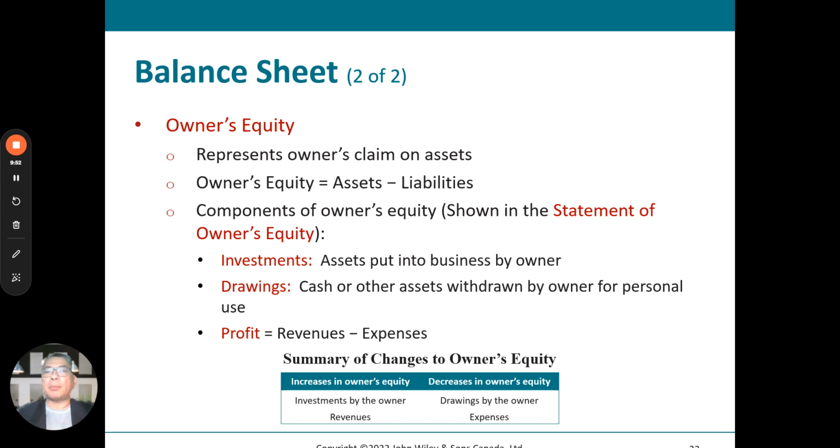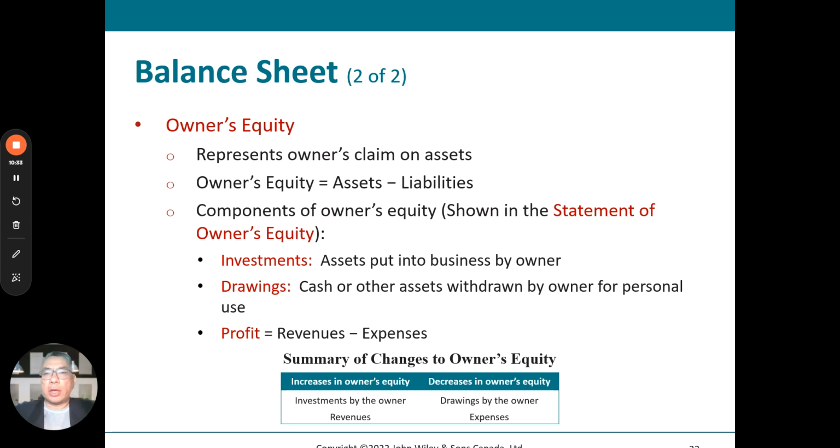Components of owner's equity, shown in the statement of owner's equity: investment is assets put into the business by the owner; drawing is cash or other assets withdrawn by the owner for personal use; profit equals revenue minus expenses. Summary of changes to owner's equity: an increase is due to number one, investment by the owner, or number two, revenues. A decrease is due to drawings by the owner or expenses. Okay, these are the accounting equation components in owner's equity.